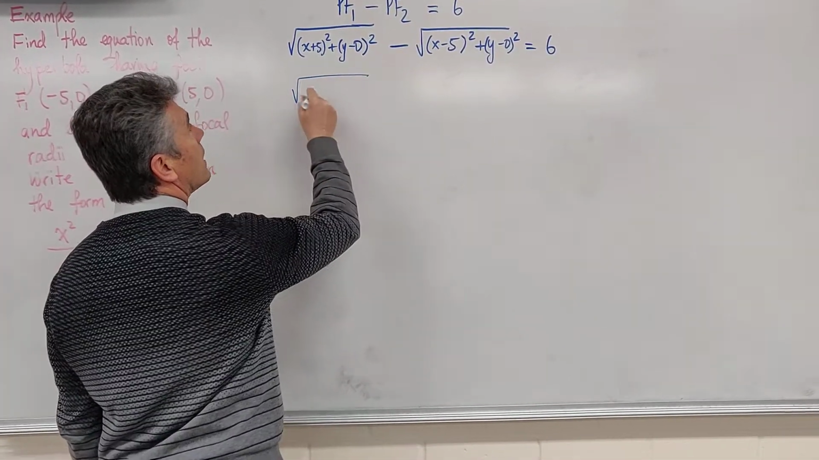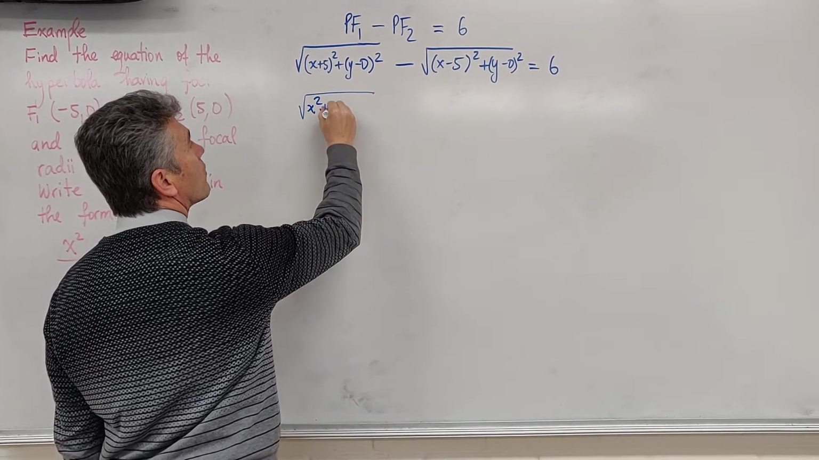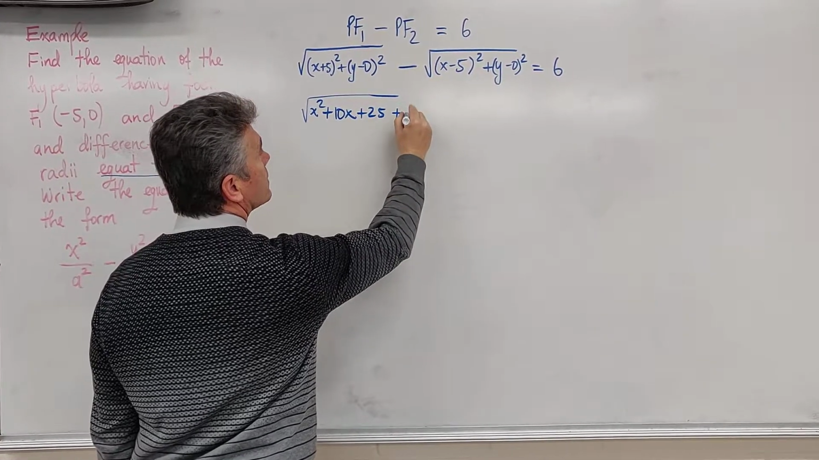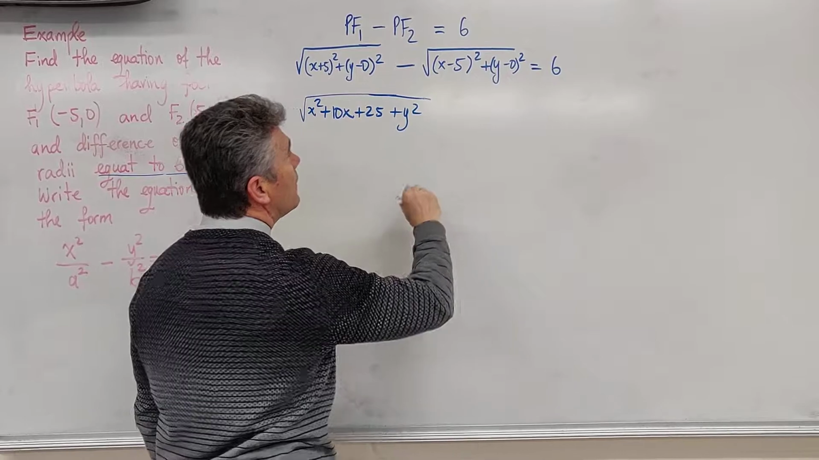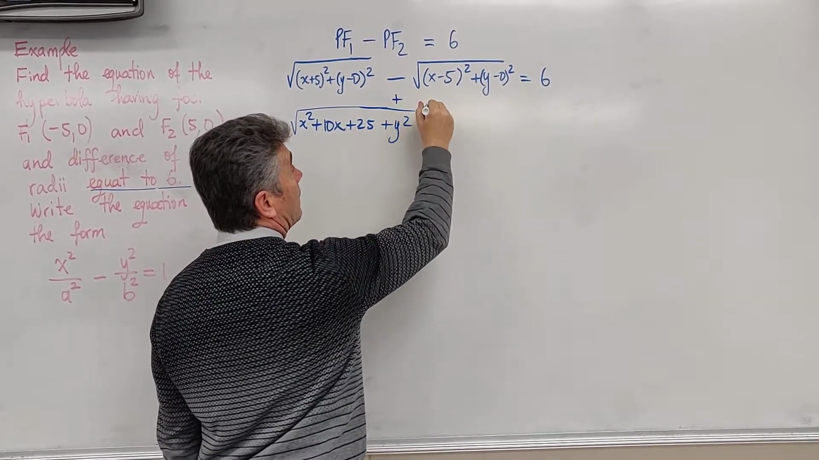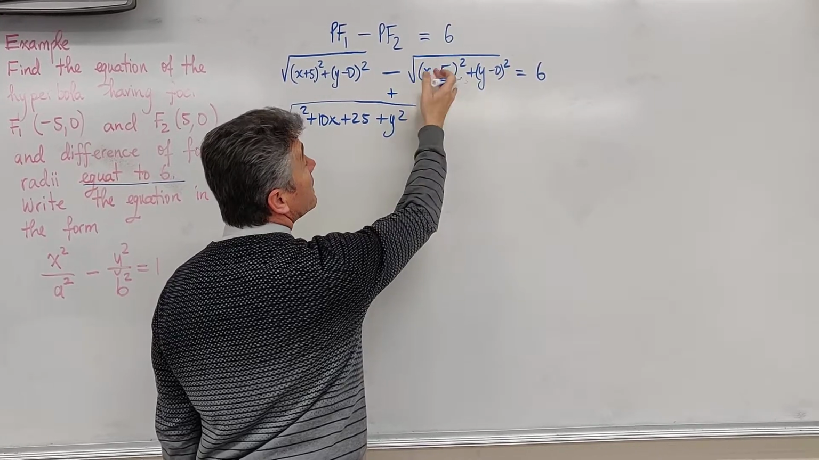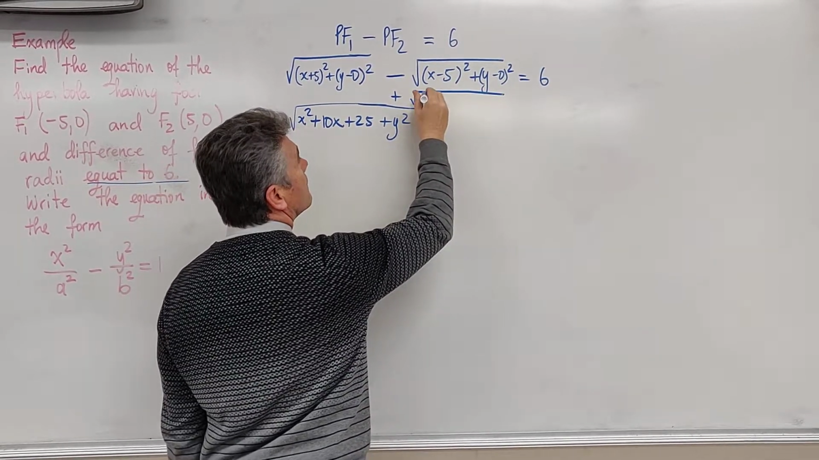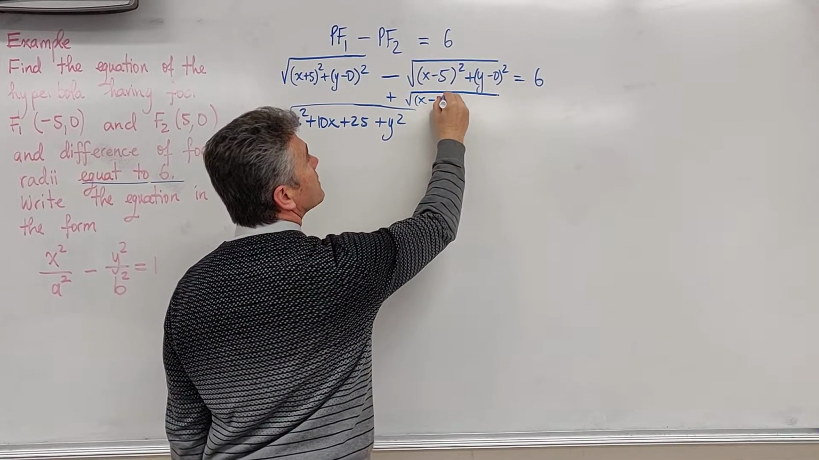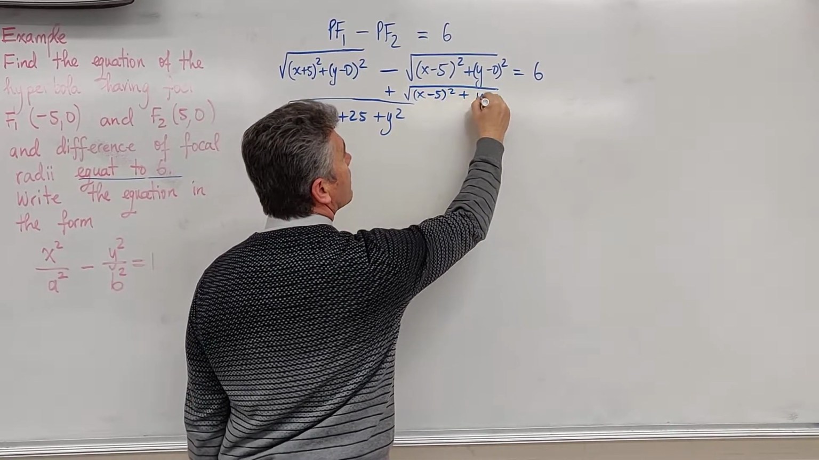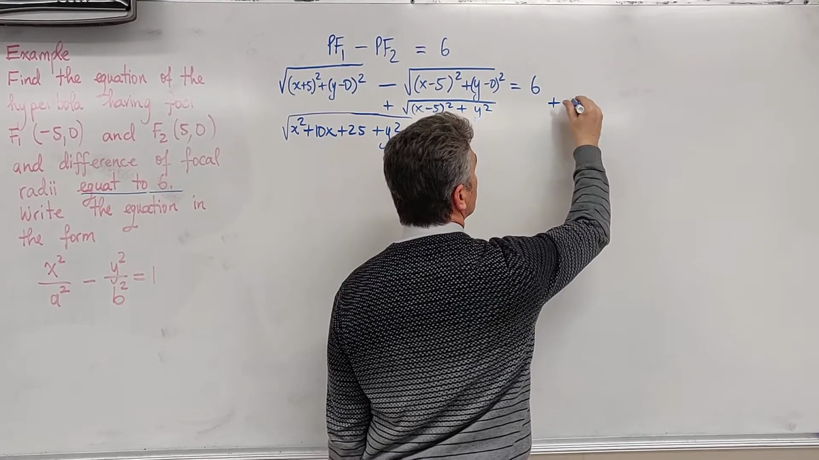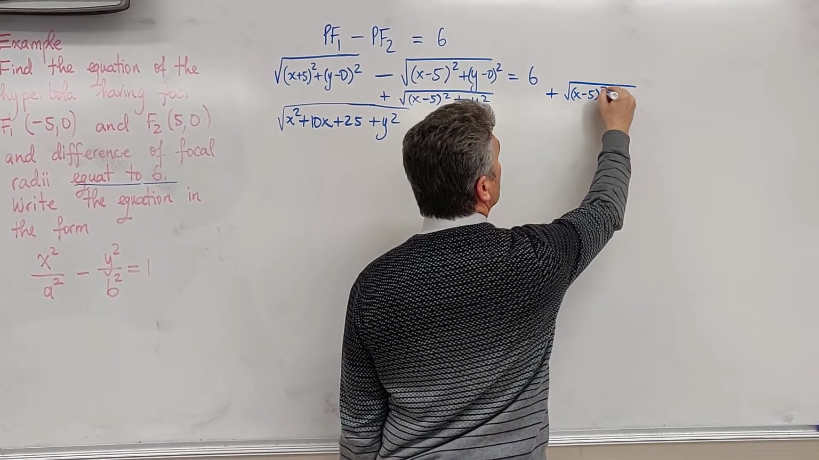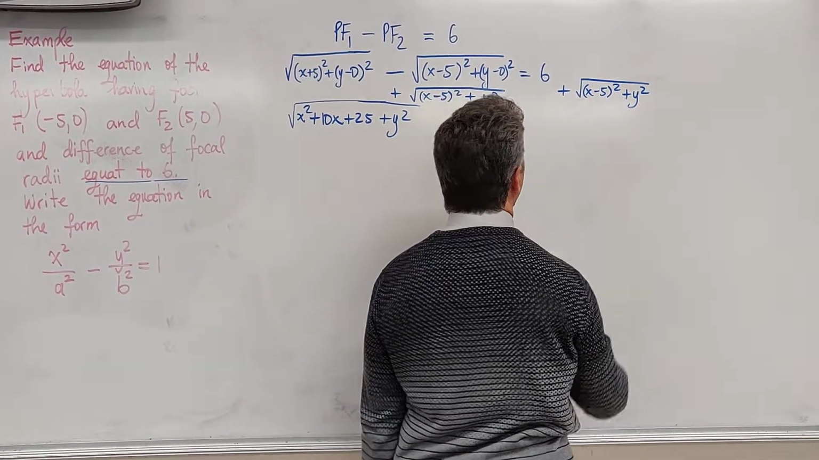We have square root of x squared plus 10x plus 25 plus y squared, and to get rid of the square root on the left side, I'm going to add the square root of (x minus 5) squared plus y squared to both sides. So we have on the right side 6 plus the square root of (x minus 5) squared plus y squared.